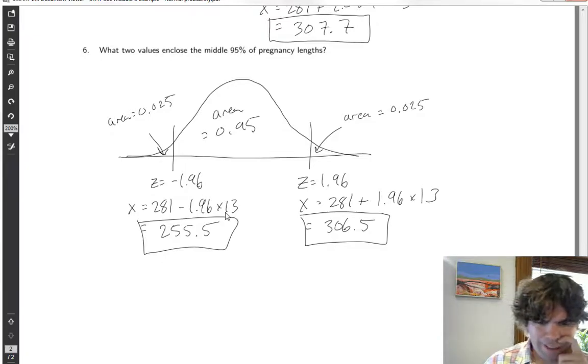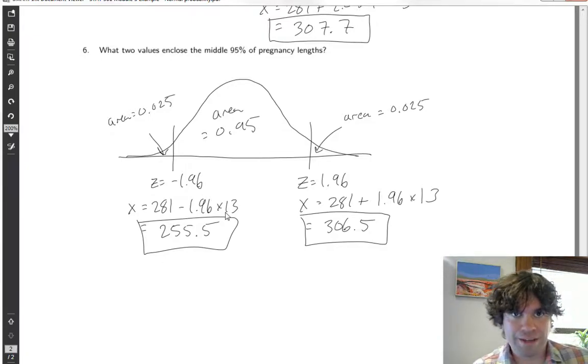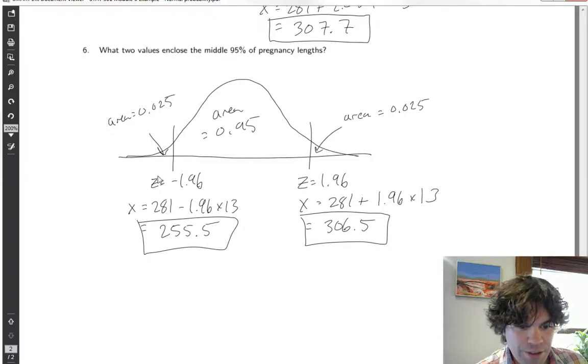The one last thing I want to say is I want to remind you of what I reminded you in class about, which is that these numbers should really be treated as approximations. So if I wanted to interpret this I could say, according to our calculations, 95% of all human pregnancy lengths fall between 255.5 days and 306.5 days. The half-day thing, maybe we should be rounding that.